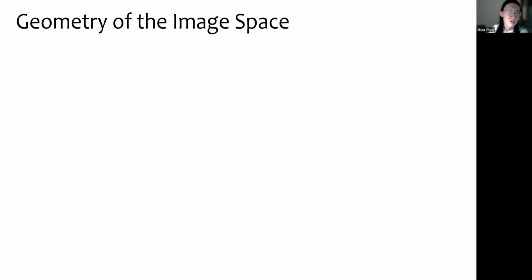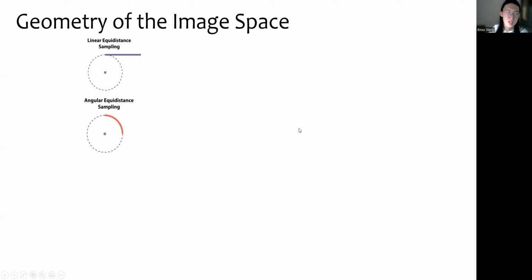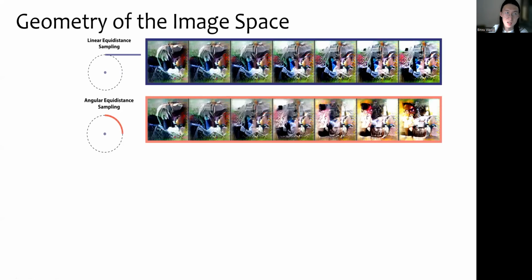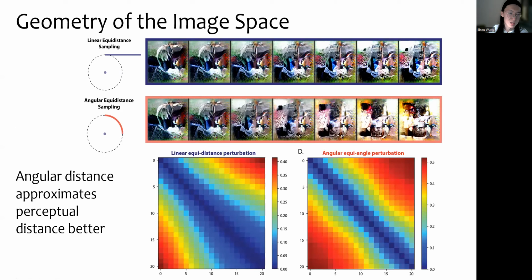Finally, we notice another fact of the image space, which is the norm of the latent vector majorly controls the image contrast. And this is shown here. If you scale up the latent vector, you majorly change the contrast. And also we notice that if you sample linearly in the latent space, you are not necessarily sampling linearly perceptually. And angular distance is a better proxy for perceptual distance. So if you sample equidistant angularly, your perceptual distances are more uniform.